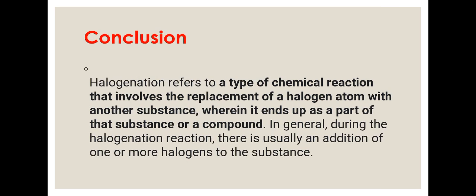Conclusion. In the end, we say that halogenation is a type of reaction that involves the replacement of a hydrogen atom with another atom, whereat it ends up as a part of a substance or a compound. In general, during a halogenation reaction, there is an addition of one or more halogen atoms to a substance. A substance would be alkane.